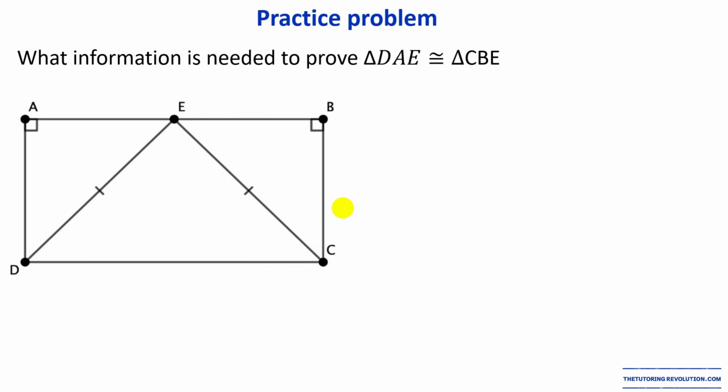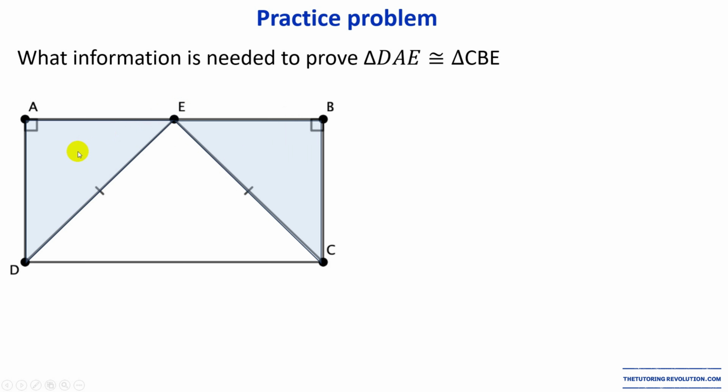Now we're going to finish this presentation with a practice problem. This practice problem, they are asking what information is needed to prove that a triangle DAE, which would be this triangle here, is congruent with a triangle CBE, which is this triangle here. So we need to see what additional information to what we see here is necessary to prove that these two triangles are congruent.